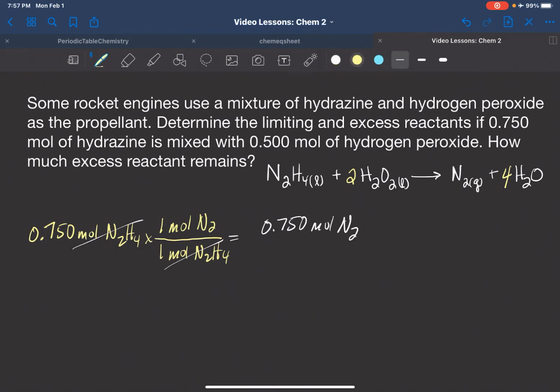So now we want to do the exact same problem, but this time with what we're given with the hydrogen peroxide, right? So that is 0.500 moles of the H2O2.